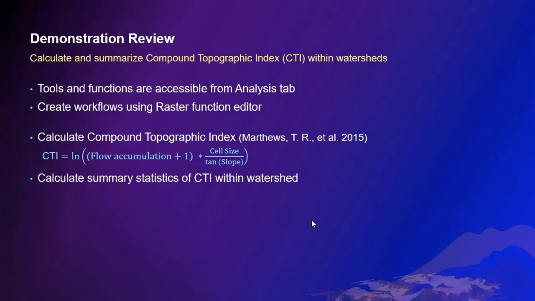That's how you can upload data and access raster analysis tools and raster functions from the Analysis tab. You can also create a template using the raster function editor. To calculate the compound topographic index, I used a mathematical expression using a DEM and flow accumulation as inputs. I then summarized it within Watershed to better understand the distribution of wetness across the region. To learn more about ArcGIS Image, check out the session on ArcGIS Image for ArcGIS Online and Introduction.